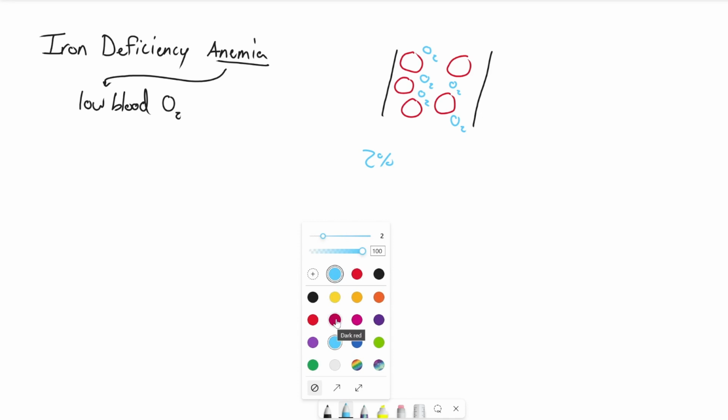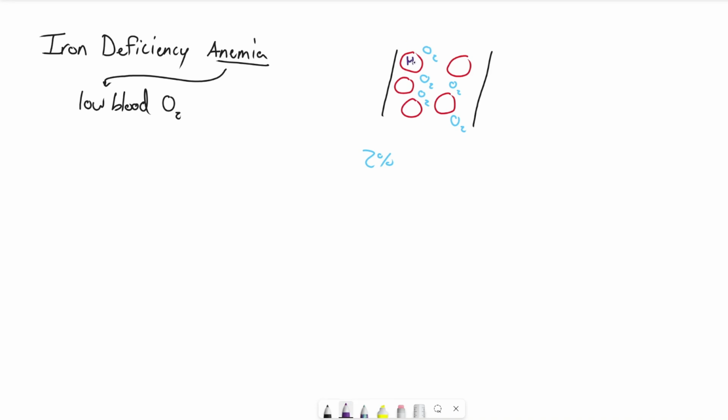The big boy, the big thing that carries oxygen in our blood is hemoglobin. And hemoglobin is found in our red blood cells. I'm writing HB for hemoglobin. And hemoglobin is the big carrier of oxygen in our blood. So how does hemoglobin work?